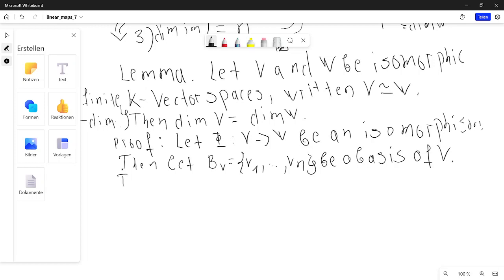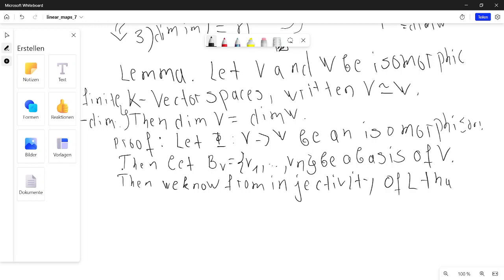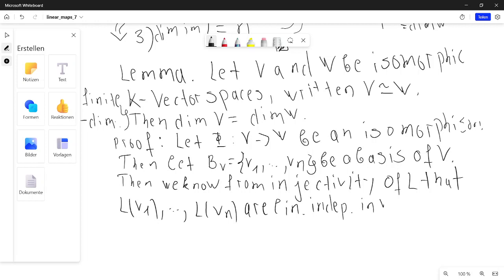Okay, then we know from injectivity of L that L of v1 to L of vn are linearly independent in W.